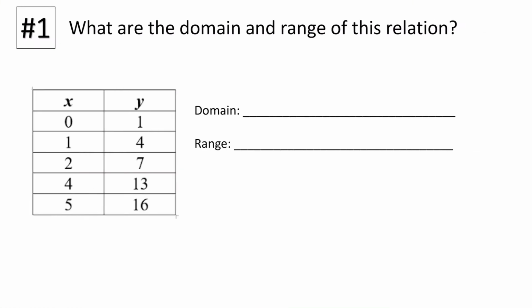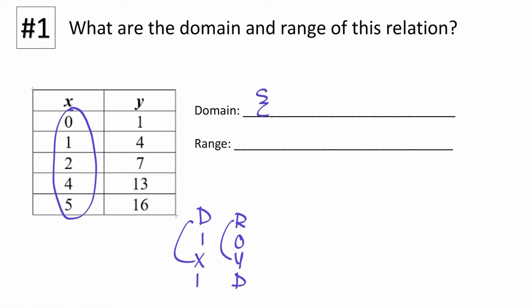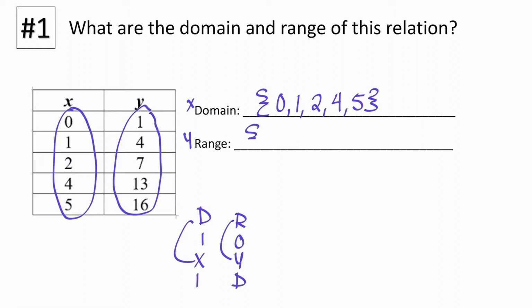So let's look at this. We want to find the domain and range of this relation. So remember that we have our mnemonic, DIXIE ROID, which tells us that domain is X and range is Y. So to list out the domain, we're going to list out all of the X values in this table. So all of these values will be the domain. So we have 0, 1, 2, 4, and 5. The range will be all of the Y values, which are all the values in the second column of this table. So when we list them out, we have 1, 4, 7, 13, and 16.